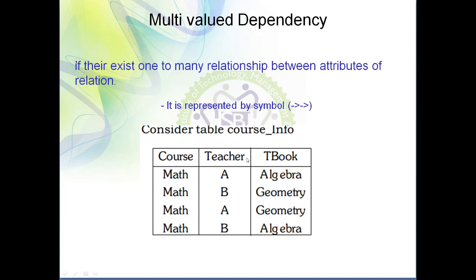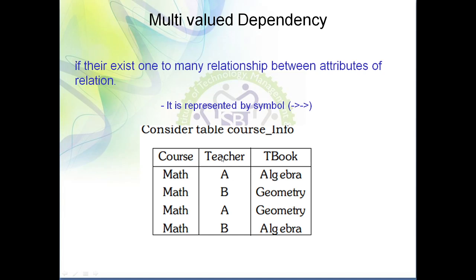Can I say between teacher and textbook a one-to-many multi-value dependency is there? Yes, because teacher is one, A, but referring to different textbooks, algebra and geometry. So between teacher and textbook also there exists a multi-value dependency. Then between course and textbook, is there a multi-value dependency? Yes, for math algebra is there, for math geometry is there.